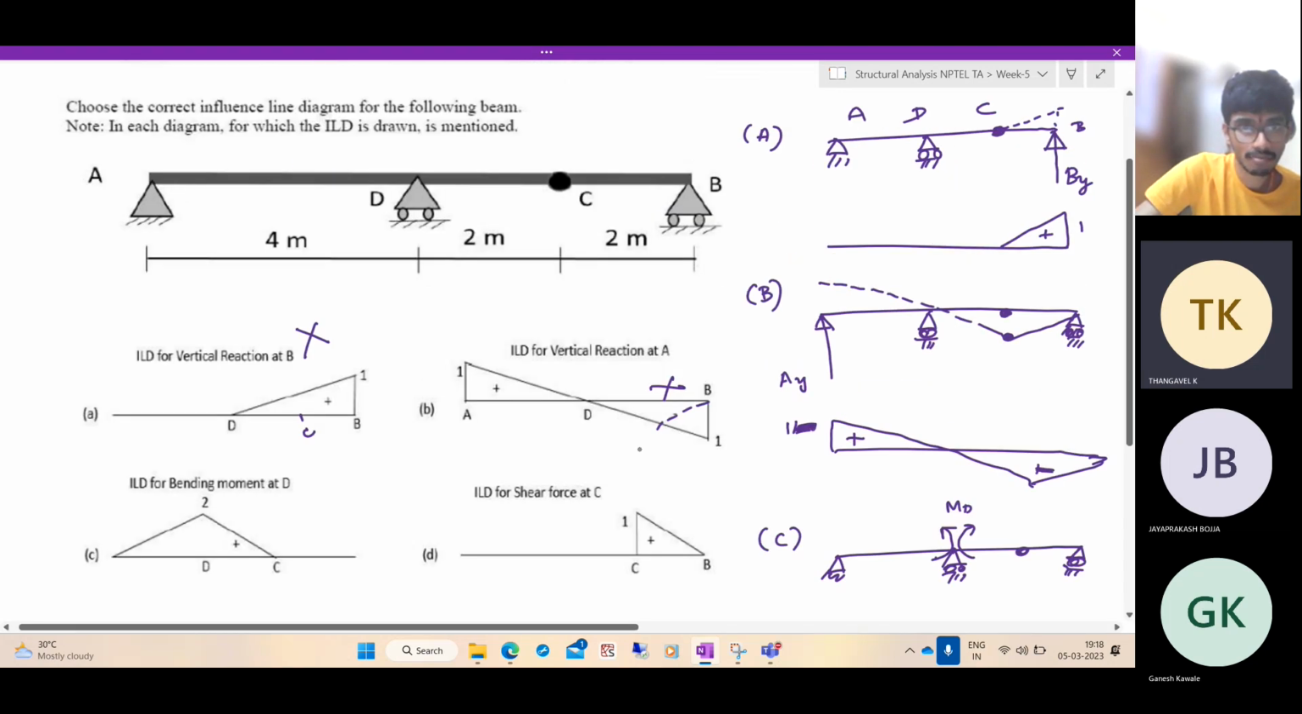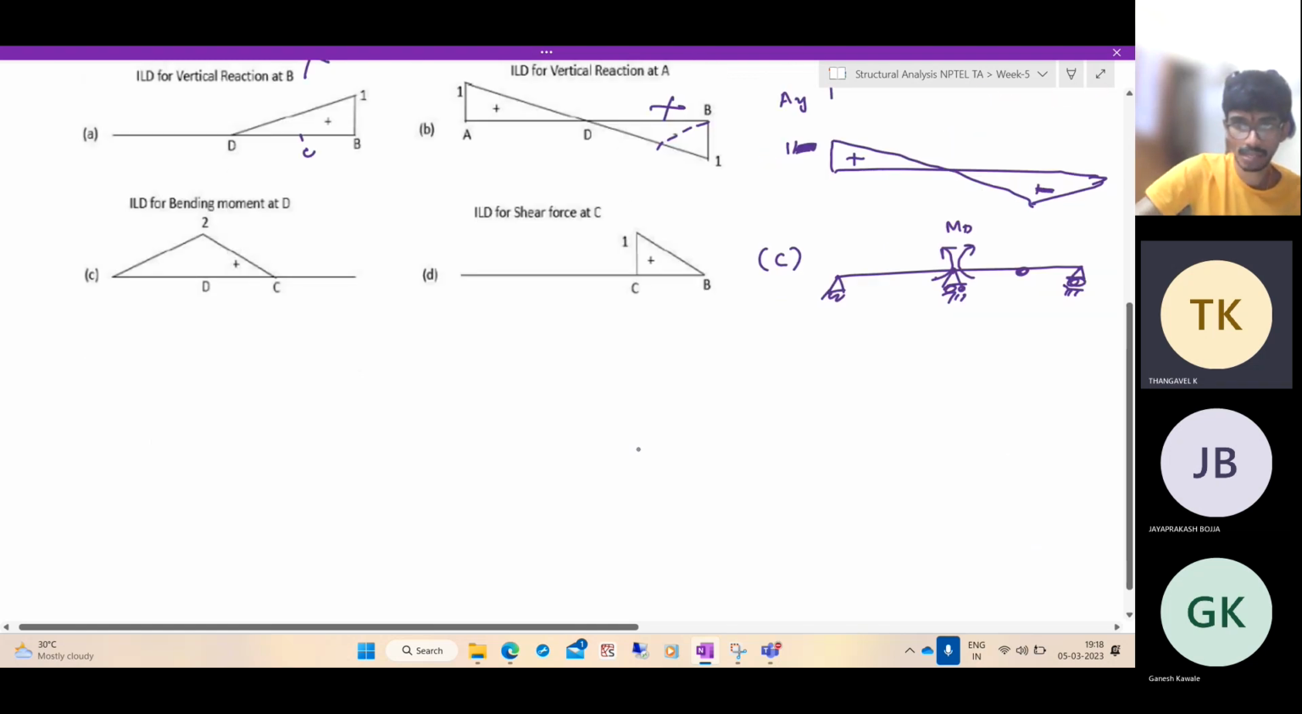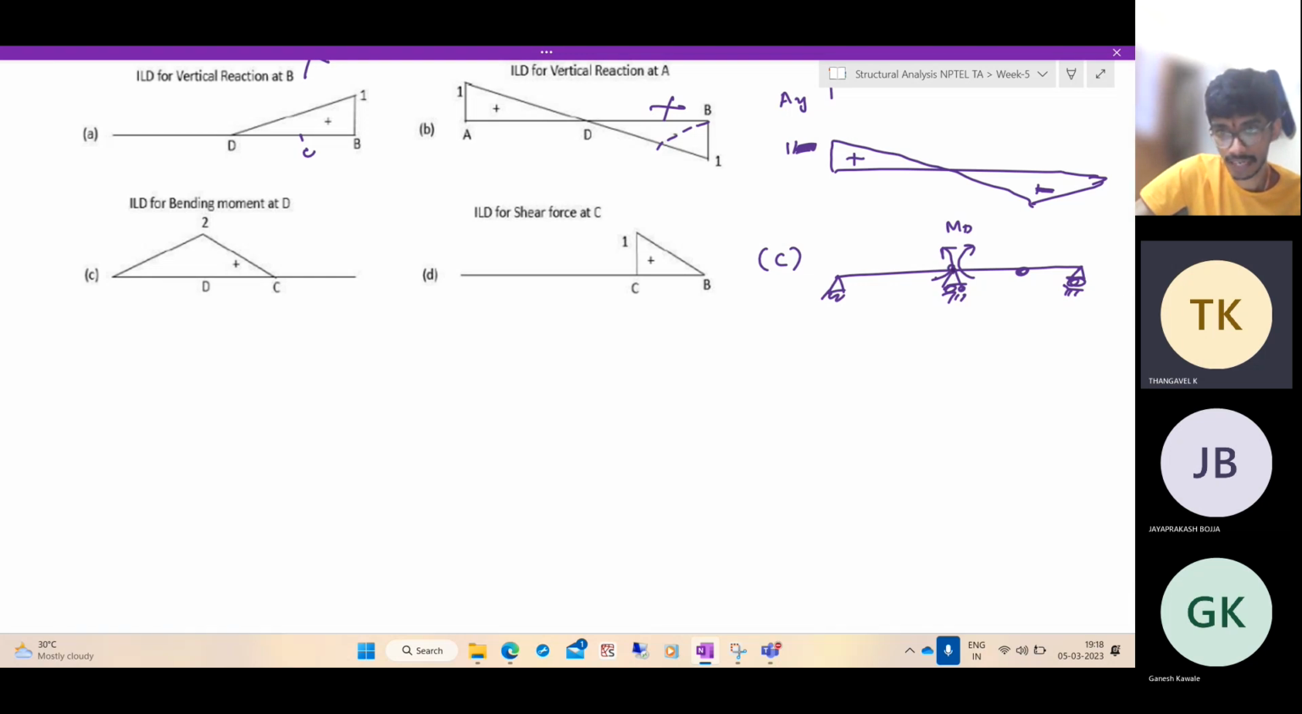Is there an intermediate support? Yeah, there's an intermediate support. But you have to retain the vertical restraint. So it means you're putting an internal hinge, but you're not releasing the vertical restraint.